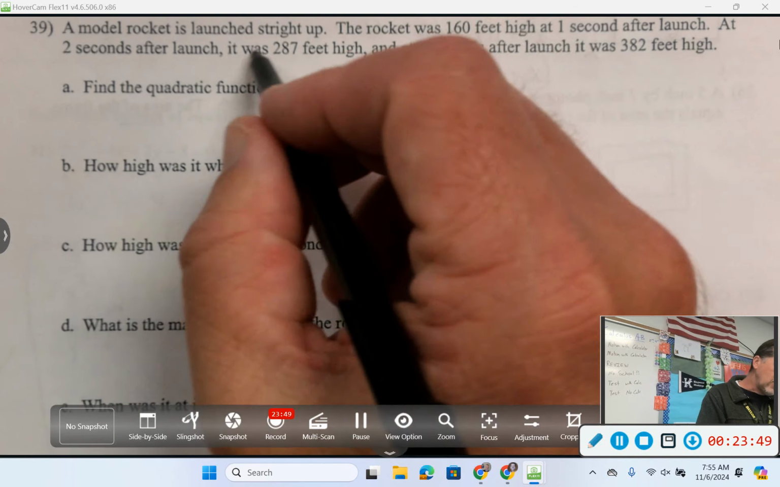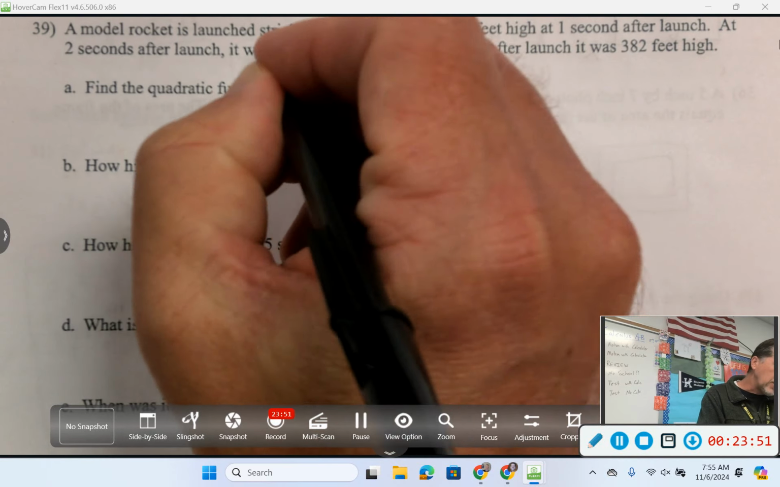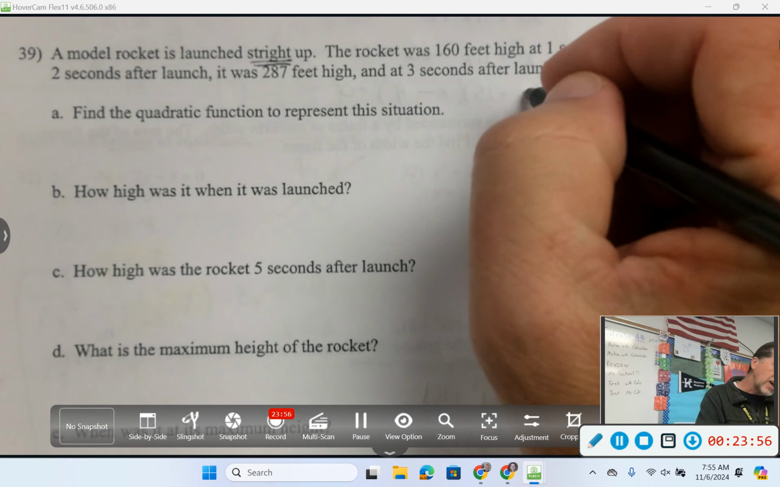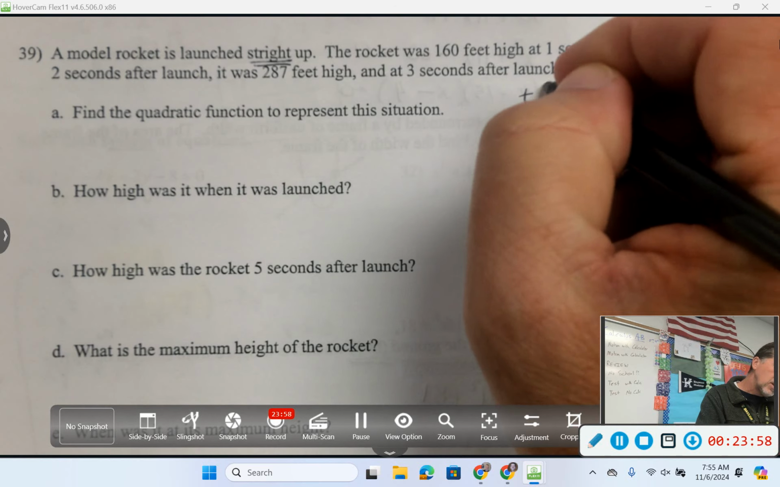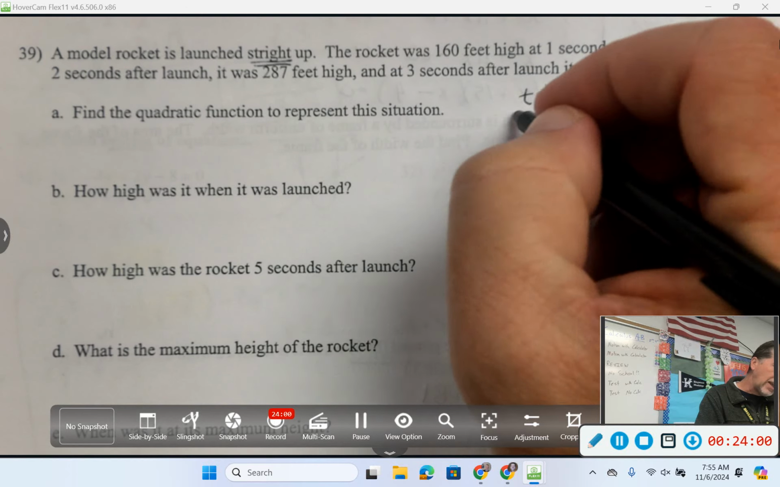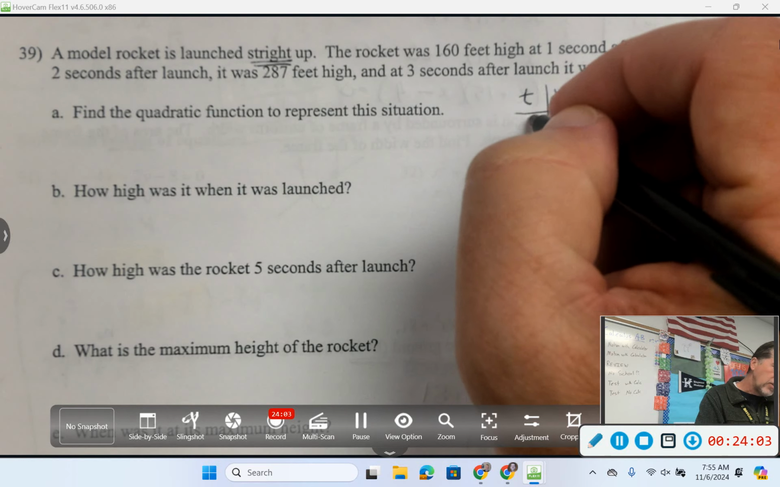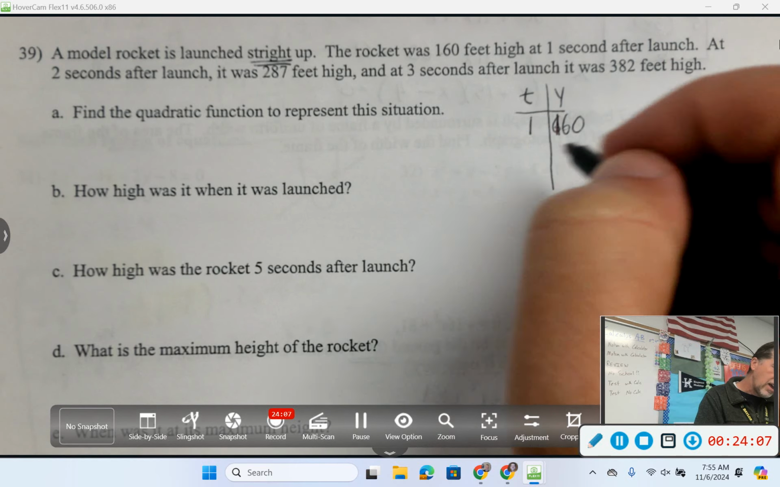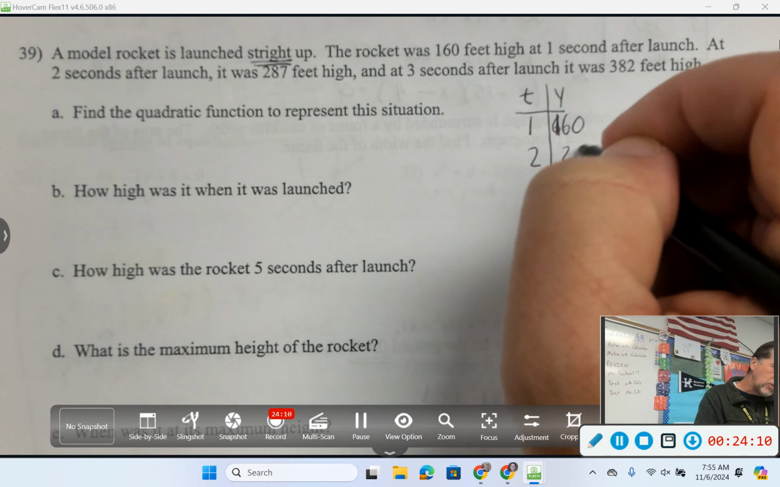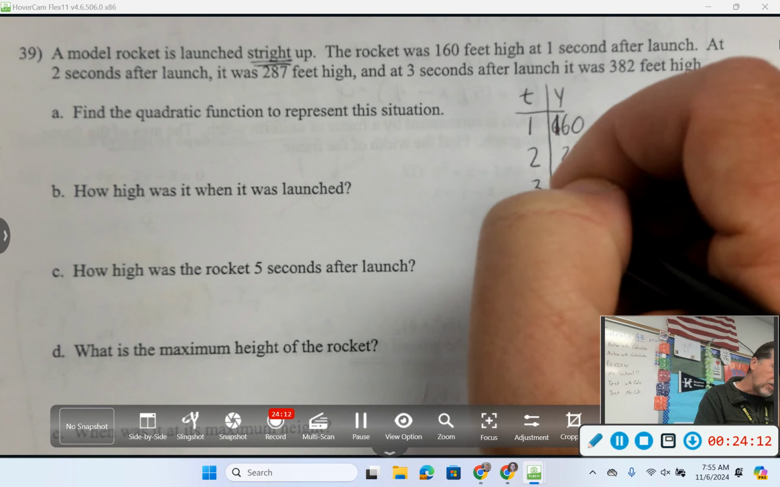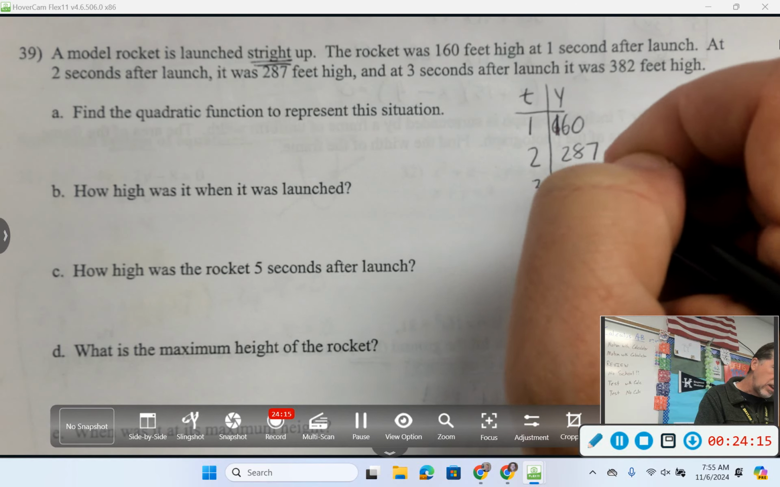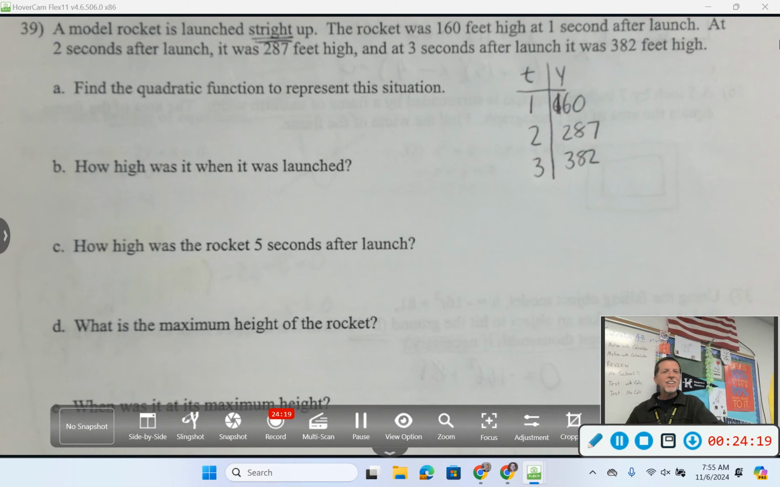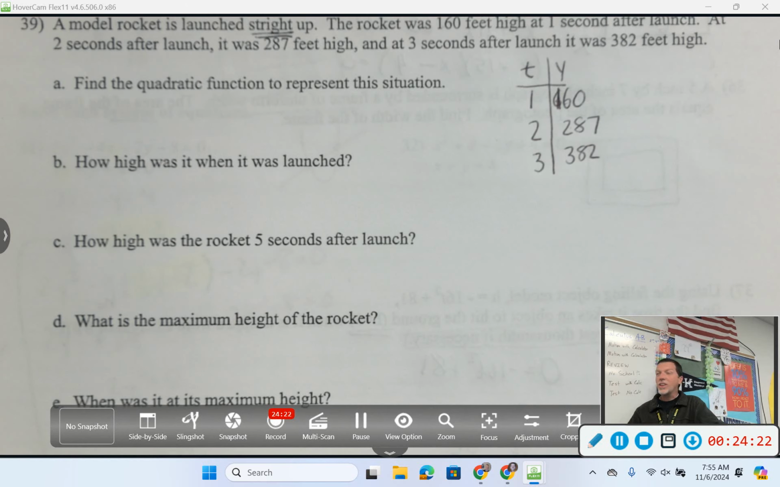A model rocket is launched straight up. The rocket was 160 feet high after 1 second of launch. And I'm peeking ahead. This looks like a table of values here. So after 1 second, it was 160 feet high. After 2 seconds, it was 287 feet. And after 3 seconds, it was 382 feet. Find the quadratic function to represent this equation.